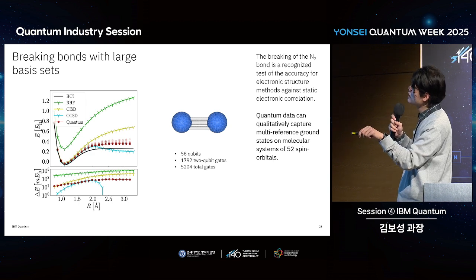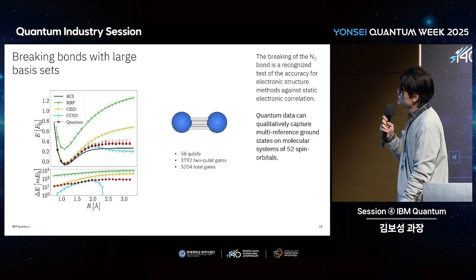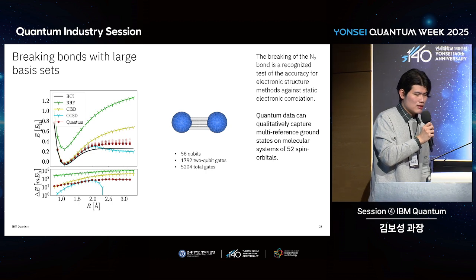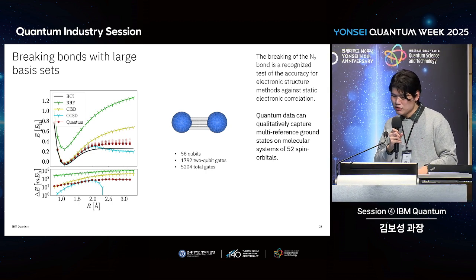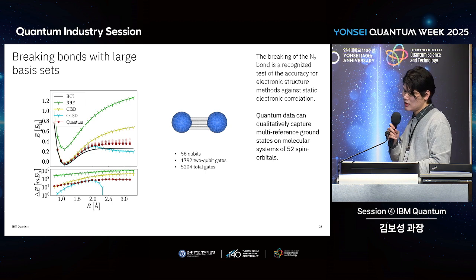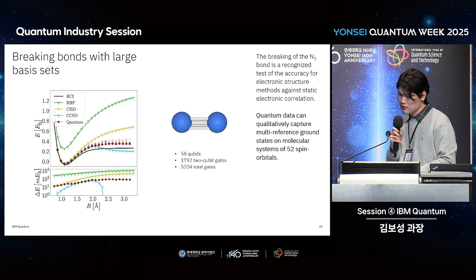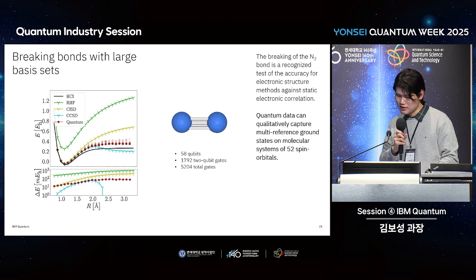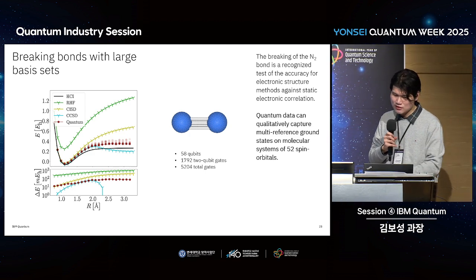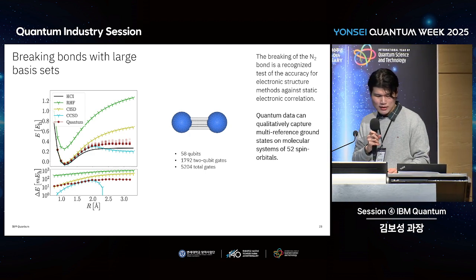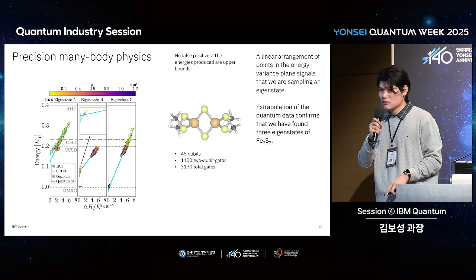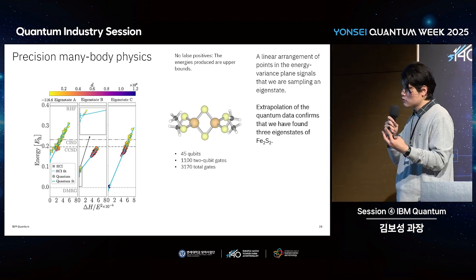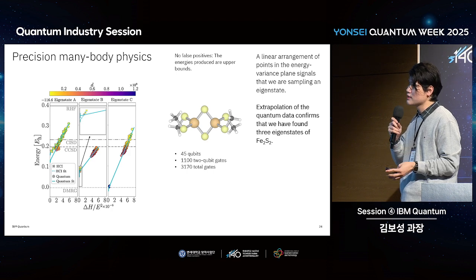And this breaking of the N2 bond here is a test of the accuracy of this performance of simulating the electronic structure. But you can see that this quantum data itself also qualitatively captures the multi-reference ground state on a molecular system of 52 spin orbitals. And then now we can move forward to some more practical simulation.